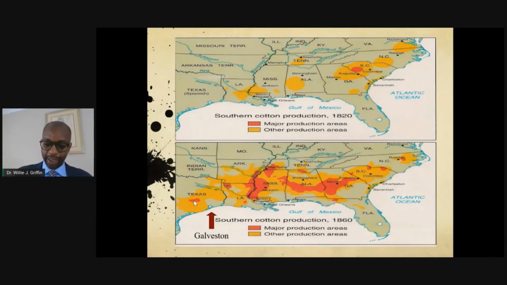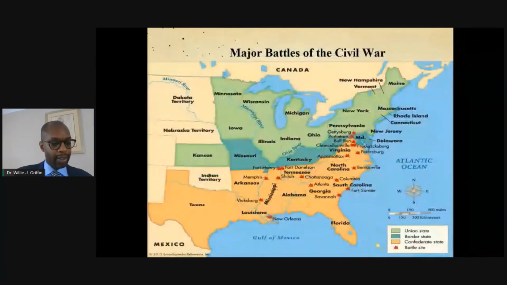So this last map that I want to share with you indicates where the major Civil War battles occurred.